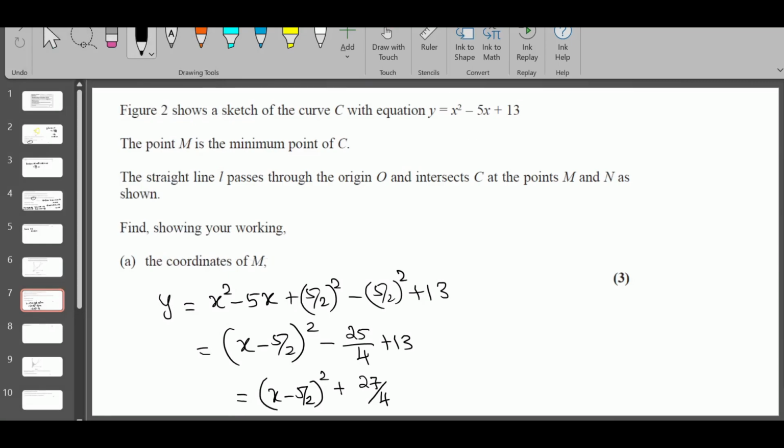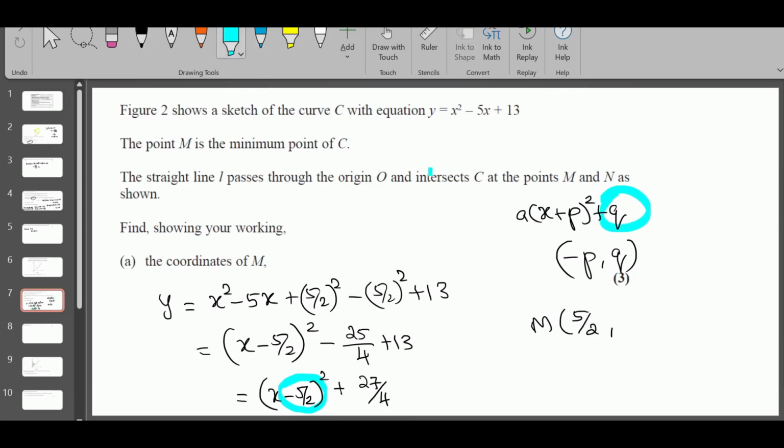Why are we doing that? To find the minimum point or the maximum point of a parabola, if you can write the function in this form, x plus p whole square plus q, the turning point is minus p comma q. So basically you take the number inside the bracket, change the sign, that's positive 5 over 2, and then take the number standing all alone here, 27 over 4.